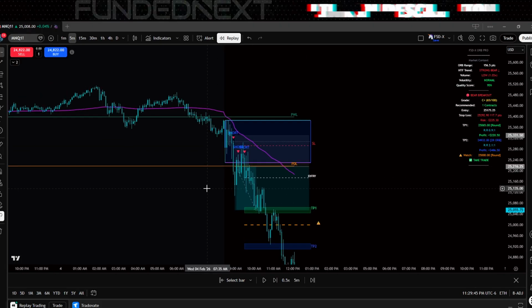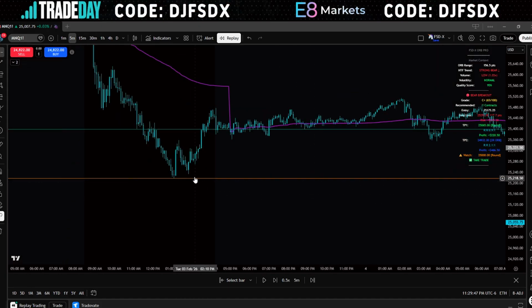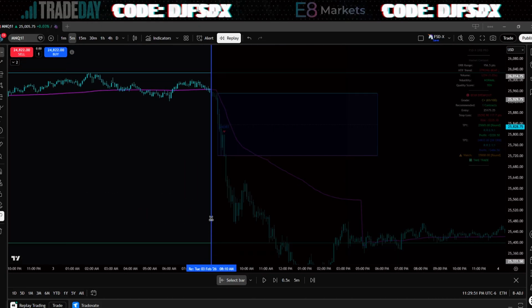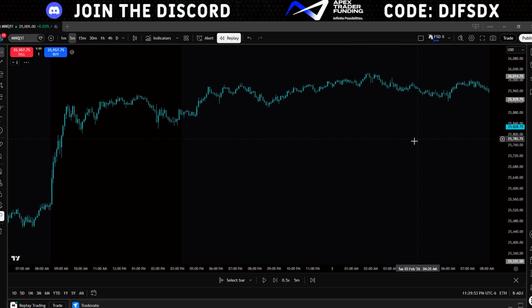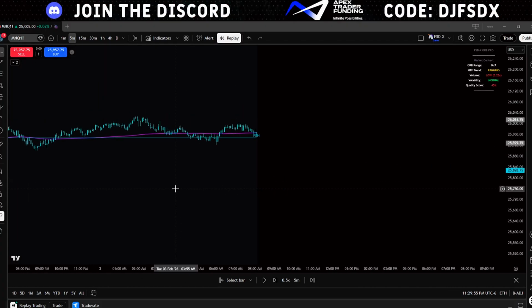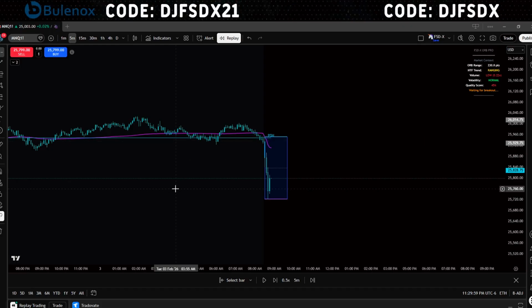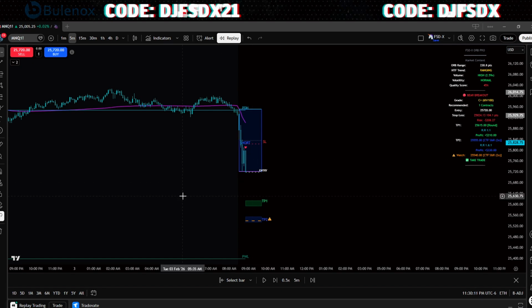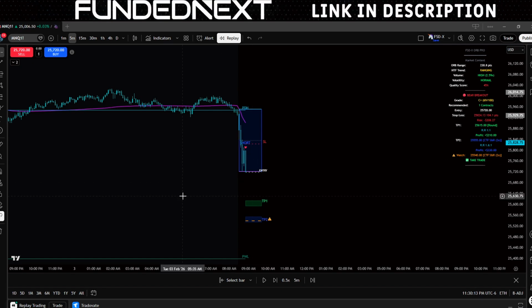Another trade from this week. Obviously, we know what's going to happen, but we did take these trades live in the Discord. So we wait for the New York Open. This day was a massive range, 230 points. This one was kind of iffy. It was right on the edge of the ORB.